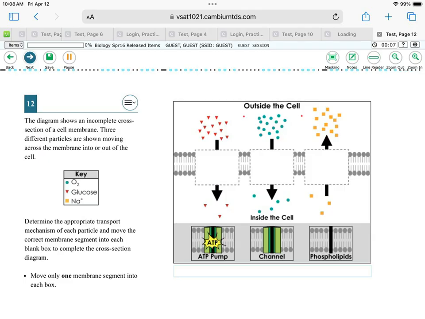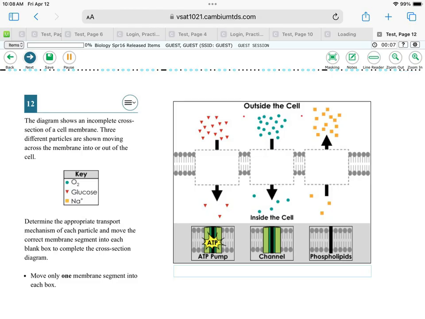Okay, so this is a fun question. I'm going to admit that the first time I looked at this question, I failed to see the arrows. Without the arrows, the question makes no sense. And a number of my students have said they didn't see the key. Without the key, some parts of this question don't make any sense. But the diagram shows an incomplete cross-section of a cell membrane. Three different particles are shown moving across the membrane into or out of the cell. Determine the appropriate transport mechanism of each particle and move the correct membrane segment into the blank box.